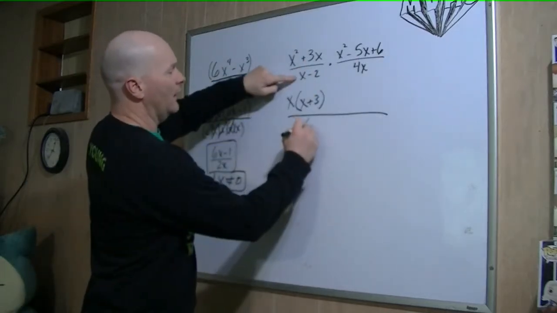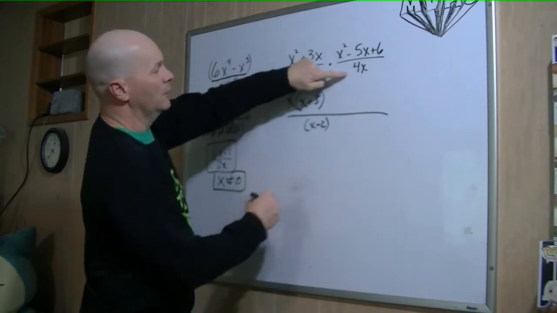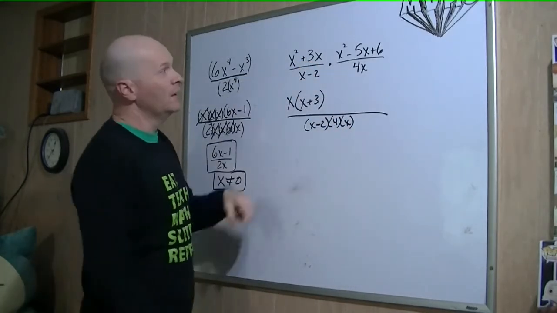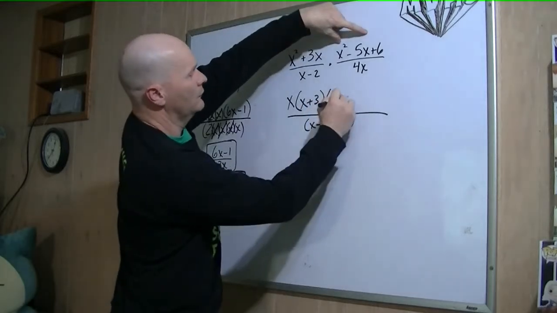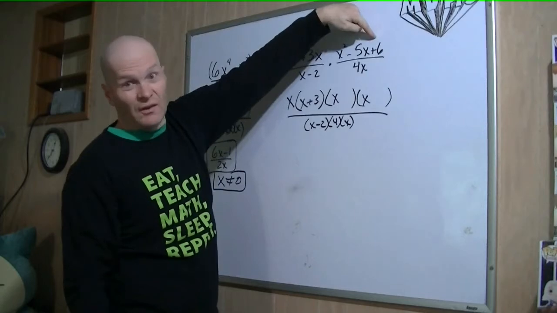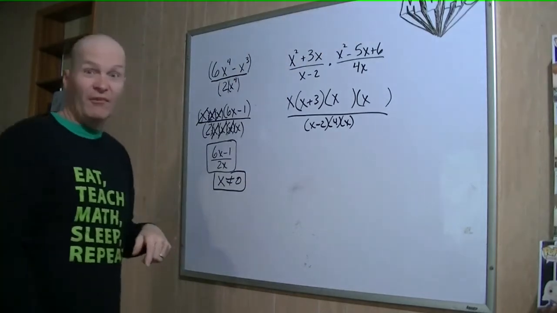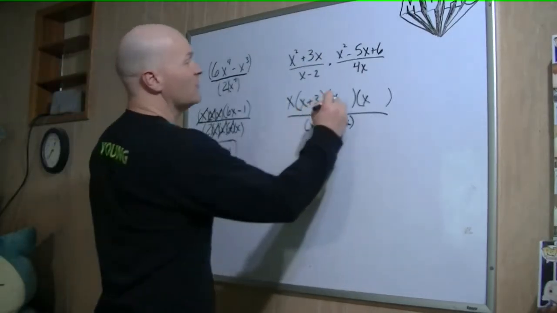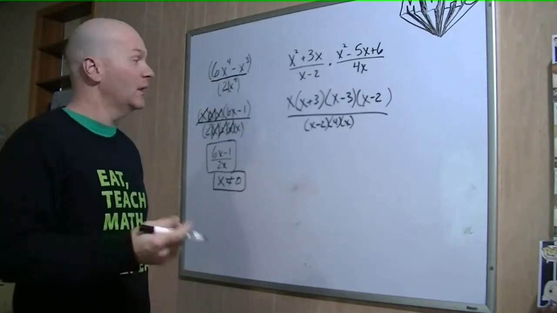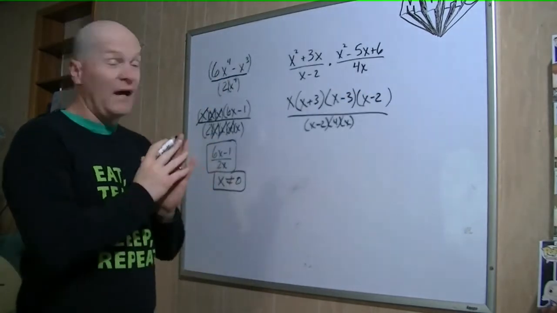On the bottom, I got x minus 2, and I have 4 and I have x. And then this here we can factor. We need to find two numbers that will multiply to make 6 and add to make -5. There's only a couple ways to make 6. If you try them all, you would figure out that -3 and -2 would work. Now we got it factored as much as we can.